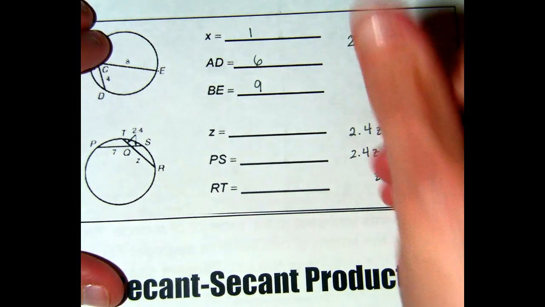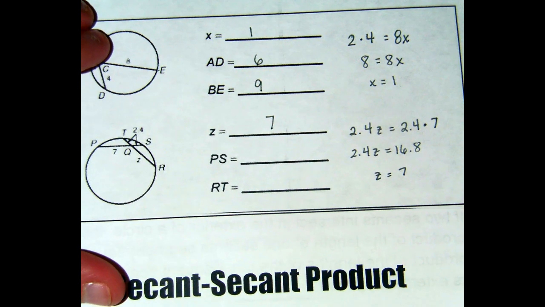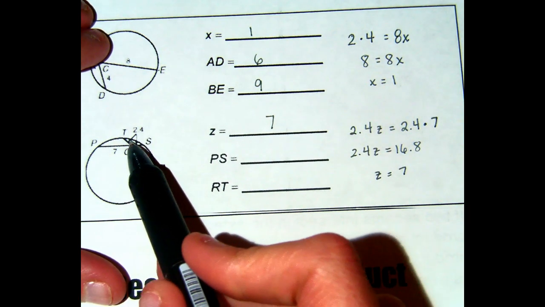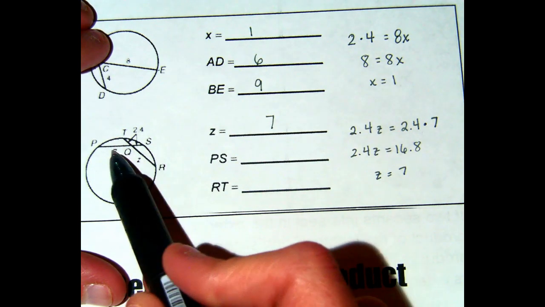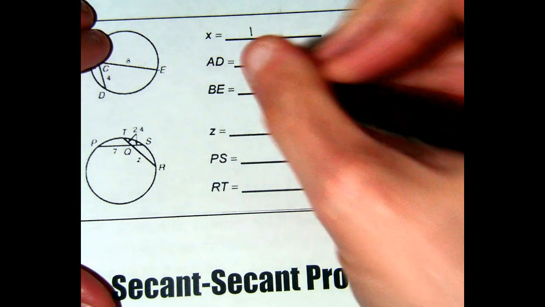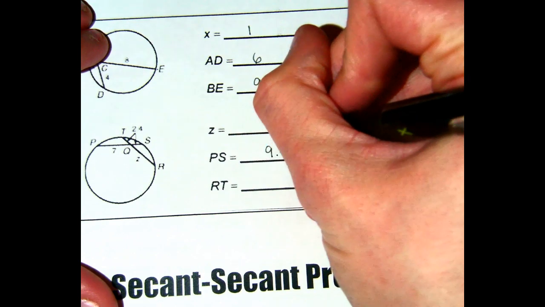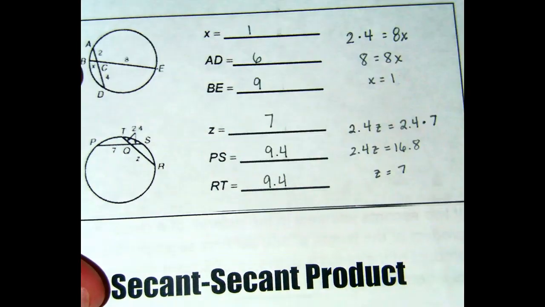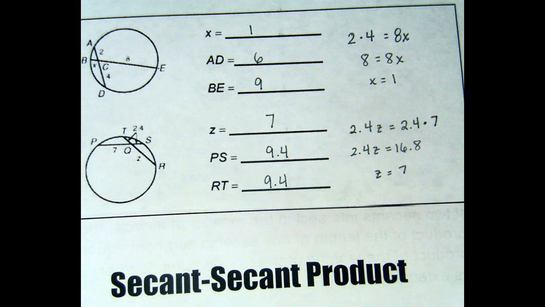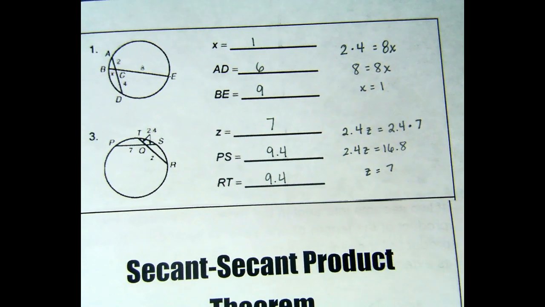They should be equal. Why? They're the same thing. 2.4 and 2.4 means it has to be 7 and 7. What is PS? What is RT? Now, they're not always equal. We saw that right here. But sometimes they are. That is the chord product theorem. We're going to talk about secant next.